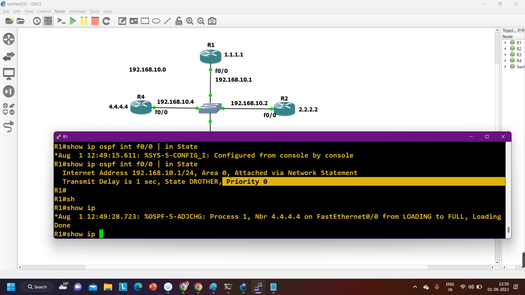Guys, DR BDR election time is 40 seconds. Whenever we are configuring OSPF, the router will wait only 40 seconds for the DR and BDR. If the router receives a hello message with a higher priority or higher router ID, then the router will not declare itself as DR. This time would be the same in the real device as well.